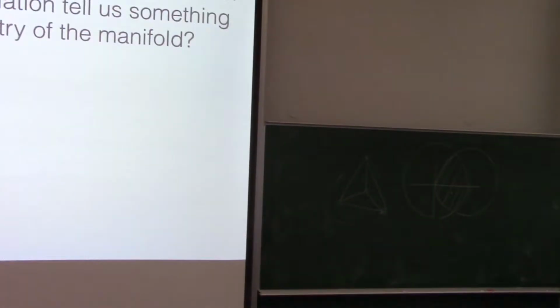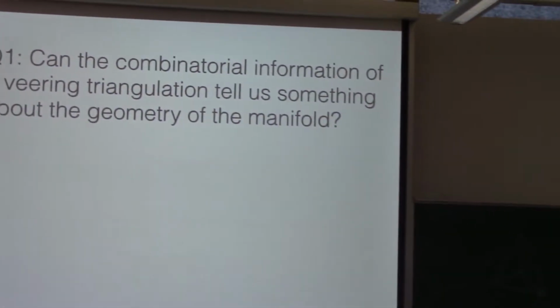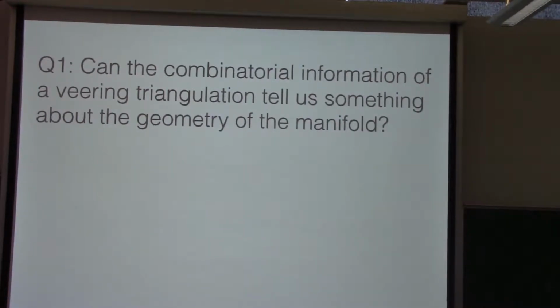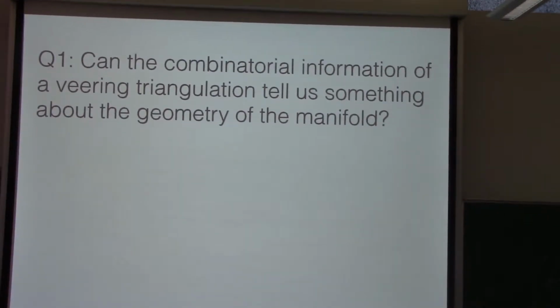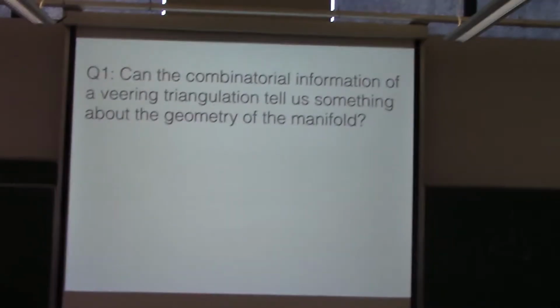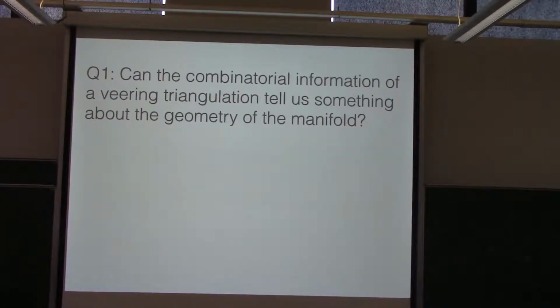So with this context, the first question that I'm interested in is, if I have a triangulation, in particular a veering triangulation, is it possible that some of the combinatorial information for my triangulation can tell me something geometric about my manifold? A good reason to believe that this might be true is Mostow rigidity, right? Topological and geometric invariants are the same for hyperbolic manifolds, so it's reasonable to try to get topological things to tell you something geometric about your manifold. So that's one question that we'll look at.